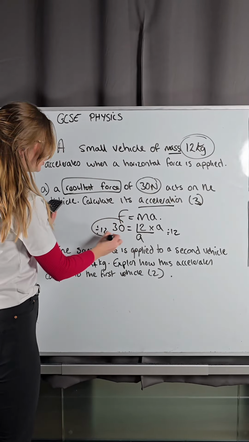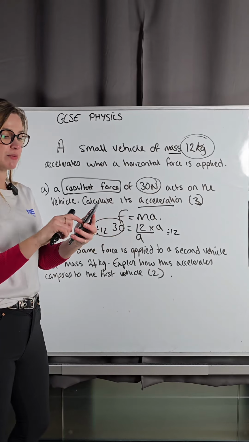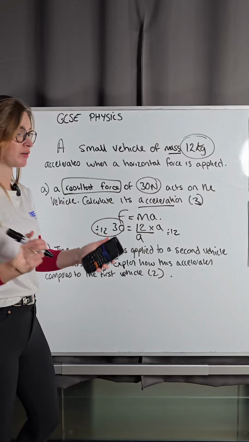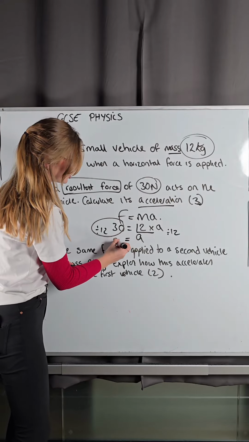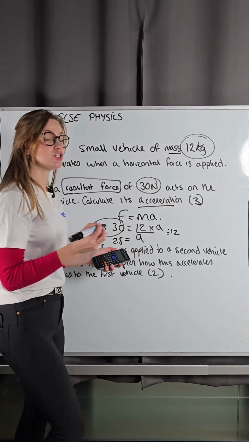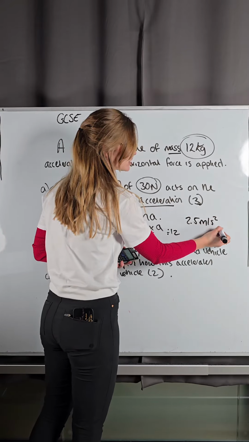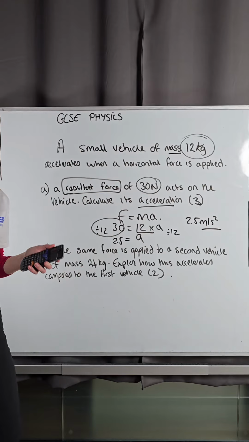So on my calculator, what we're plugging in here is our 30 divided by 12. So 30 divided by 12 gives us the number 2.5. So acceleration is 2.5. Just make sure to add units. So it's going to be 2.5 meters per second squared. Everyone always forgets those units, so just double check that.